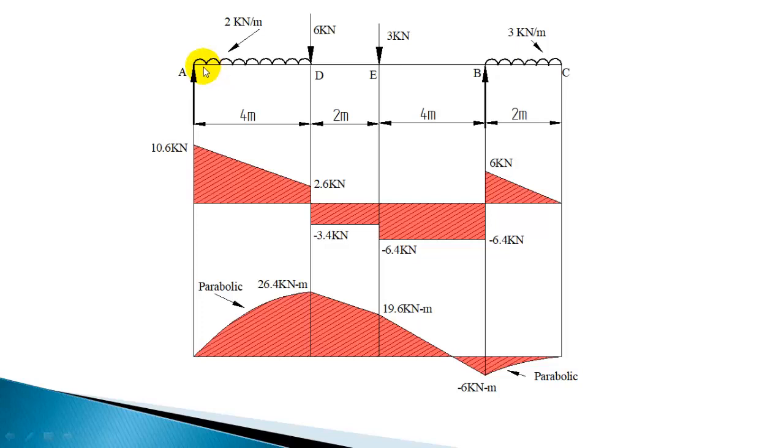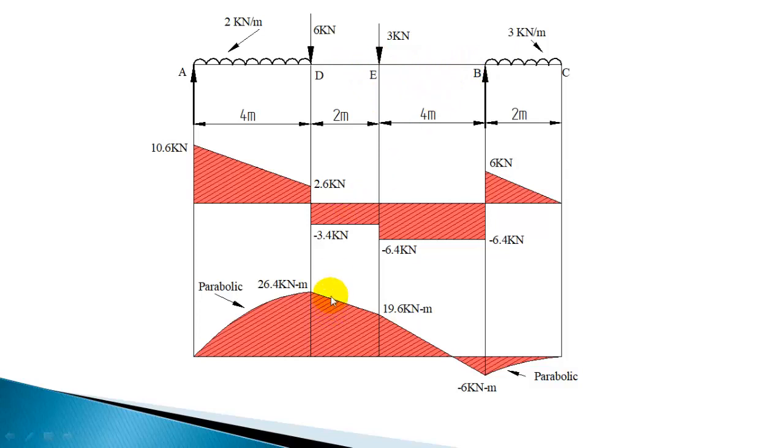Now in plotting the bending moment curve, you have parabolic variation wherever UDL is acting. So bending moment at A is 0, bending moment at D is 26.4, and the variation is parabolic. You can show that it is parabolic variation. So it is a curve, it is not a straight line.